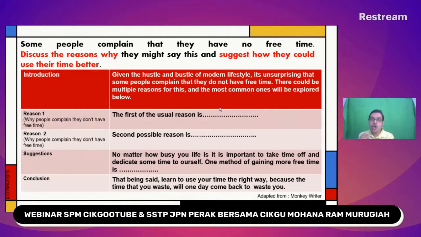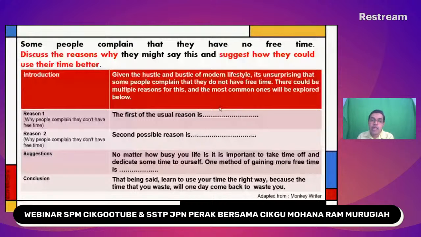Now, if you do not have enough knowledge of the issue that you're going to discuss, for example, no free time, if you do not know how to write, don't try to simply pick this topic and write if you do not know what to write. Meaning to say you end up writing silly, unnecessary things, and you are going to lose marks here.